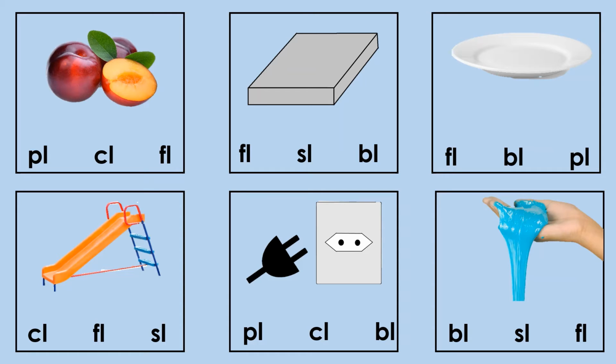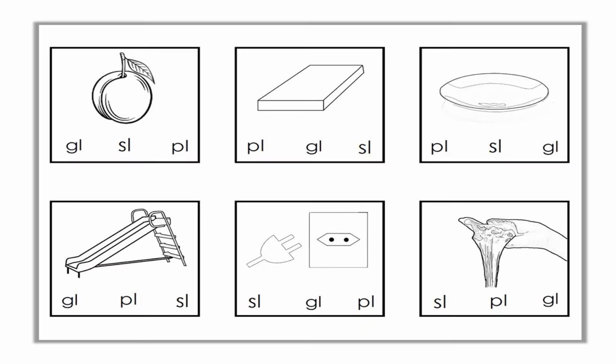What is this first picture? Plum. So when you say plum, what first blend sound do you make? Pl, plum, plum. First one, yeah, you're right. Pl. Now on your worksheet, find picture of plum and circle its first blend. Let me show you. This is plum. Pl. Yes, let's circle that.